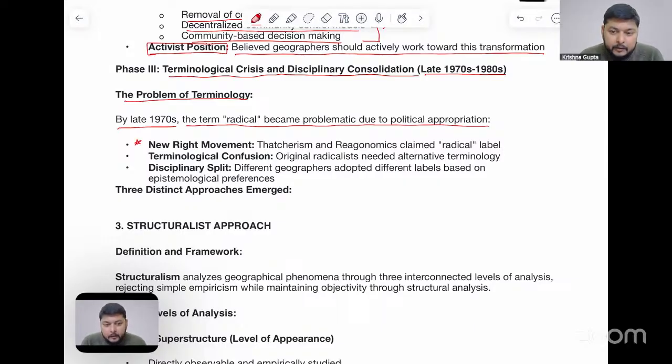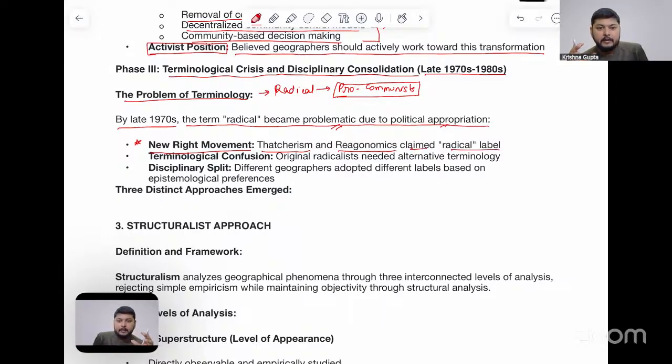Now, one important stance that we need to understand: radical was a term which was associated with the pro-communists. It was getting more associated with the communist ideology. So therefore this became problematic because of political appropriation. The new right movement, Thatcherism and Reaganomics, claimed the radical label. They gave themselves the radical label here.